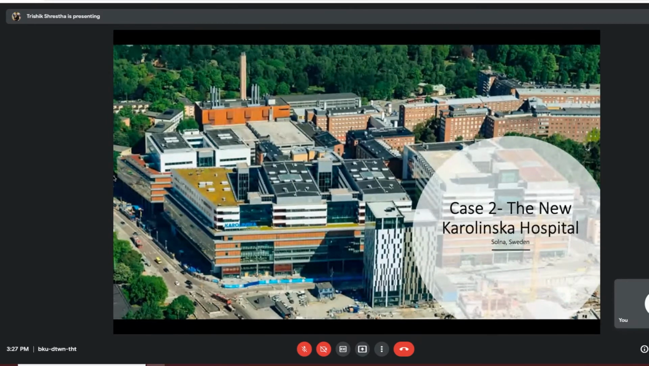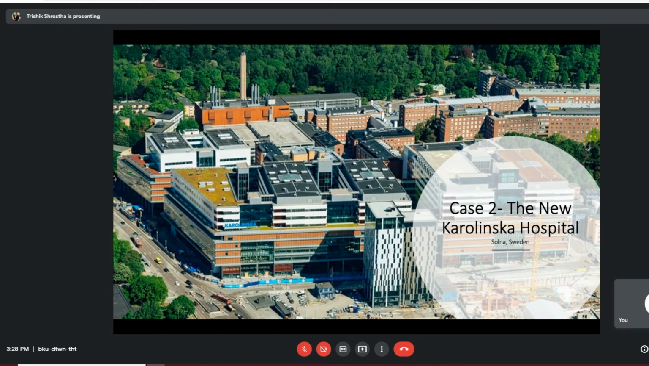And they pulled it off by incorporating BIM, which we call building information modeling in construction. They used BIM 360, to be exact. Using that BIM, they circulated every raw material, every manpower, every communication through that software, and they constructed this New Karolinska Hospital. This is considered to be one of the most efficient construction projects out there.